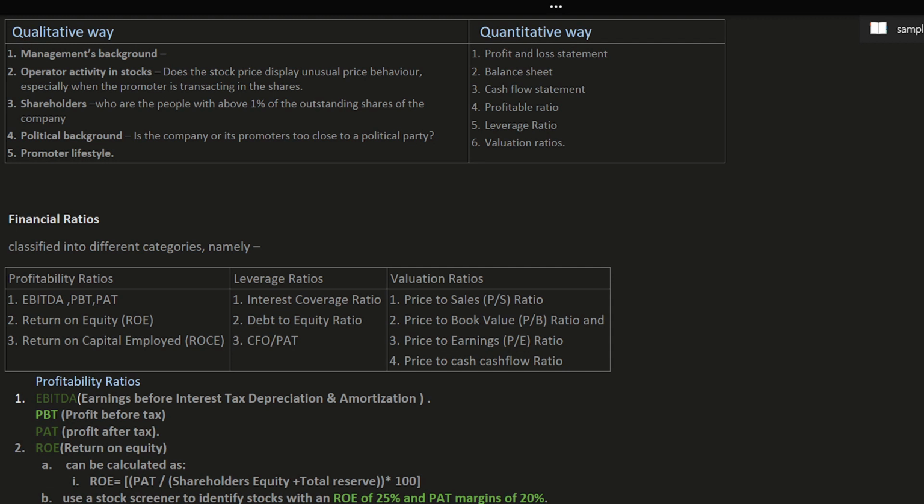So this is my fourth video on fundamental analysis. In the previous video we covered the profit and loss statement, balance sheet and cash flow statement. Today we are going to cover other financial ratios. The first is the profitability ratios.